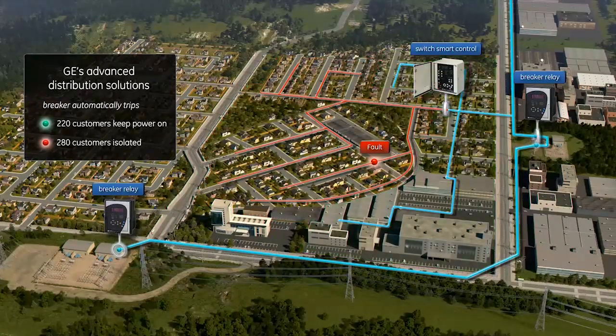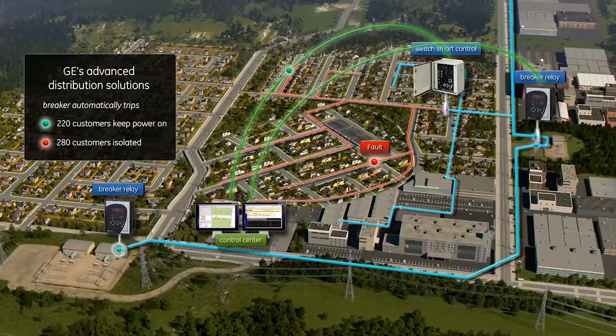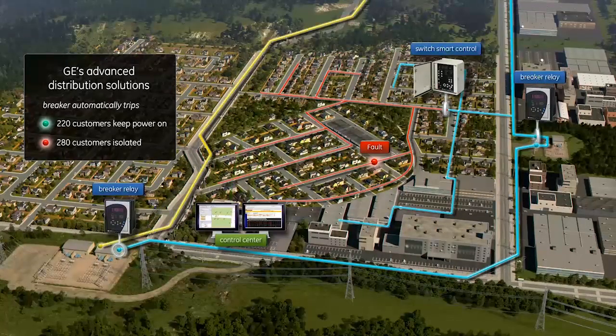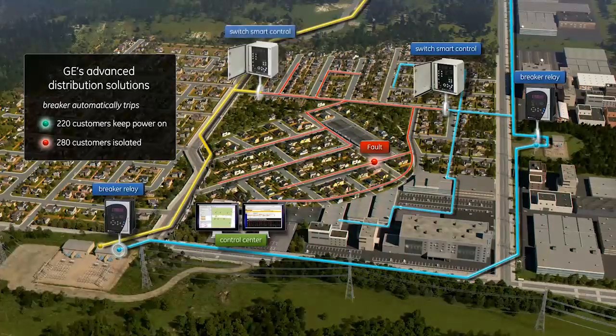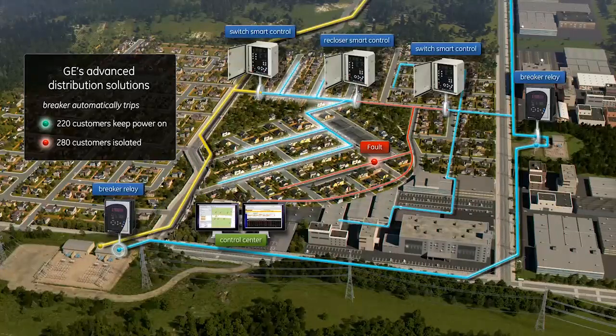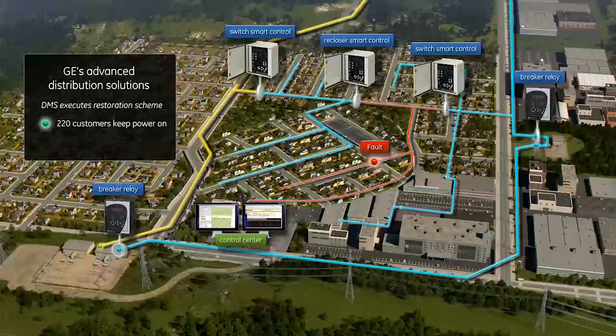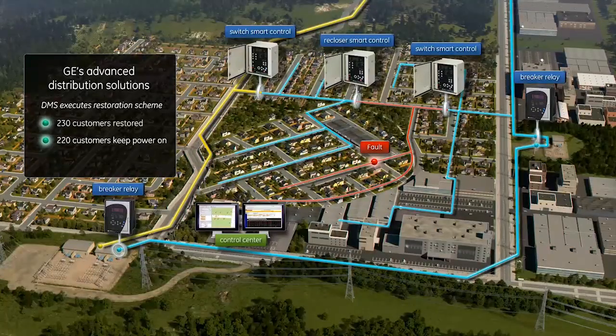GE monitoring devices gather information on the fault and alert the utility via a rugged GE wireless network. GE's distribution management system determines that the customers downstream of the fault can have power safely restored by closing a switch between the faulted circuit and a neighboring circuit. This brings power back to another 230 customers. Now, only 50 customers are without power.